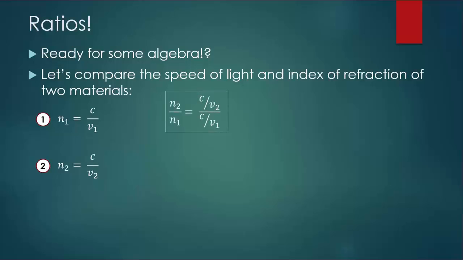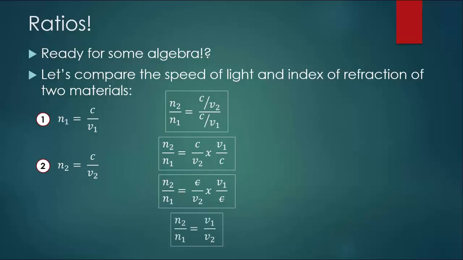Now let's turn this into a ratio of N2 over N1. All I did was take those two equations and basically divide them by each other. You can see that we're dividing by a fraction, so what we can do instead is multiply by the reciprocal. Hopefully you can see now that there's a C on the top and a C on the bottom, and so the C's cancel out. This leaves us with N2 over N1 equals V1 over V2. We're not done yet, but let's take a look at that. Do you notice that the n's are 2 over 1 and the v's are 1 over 2?